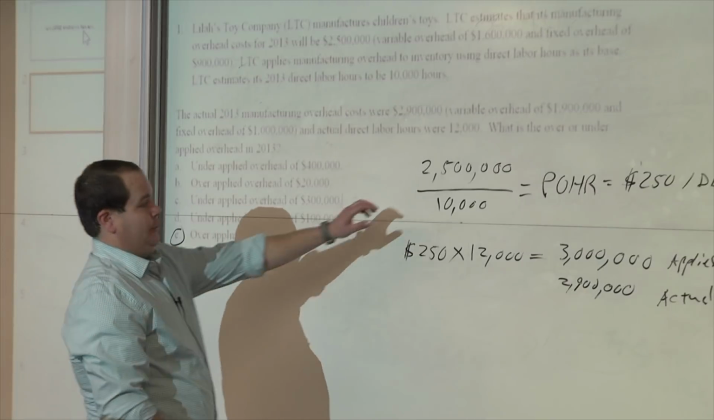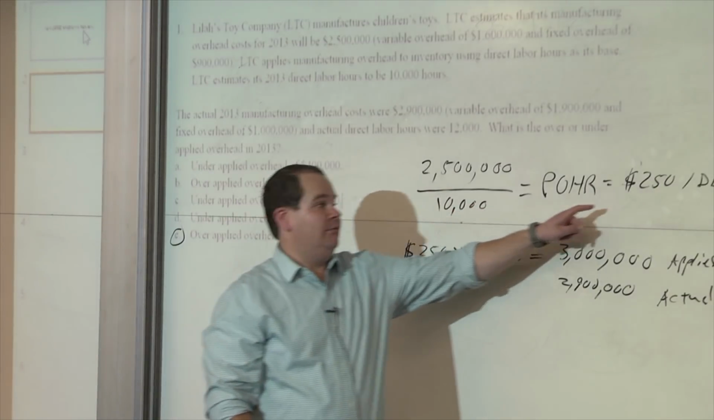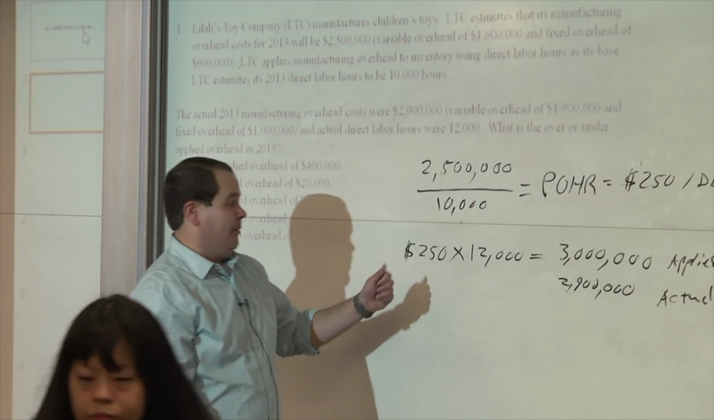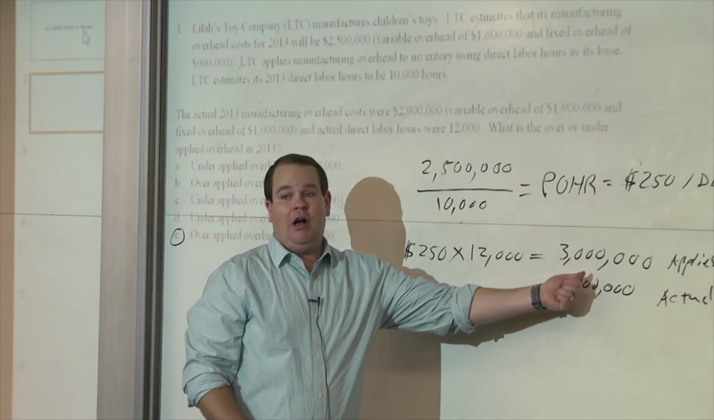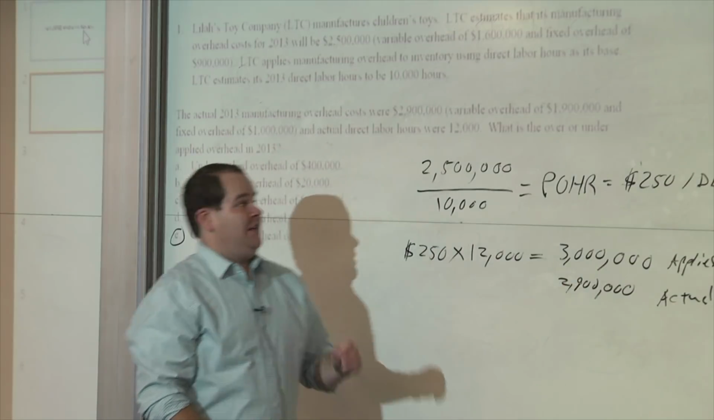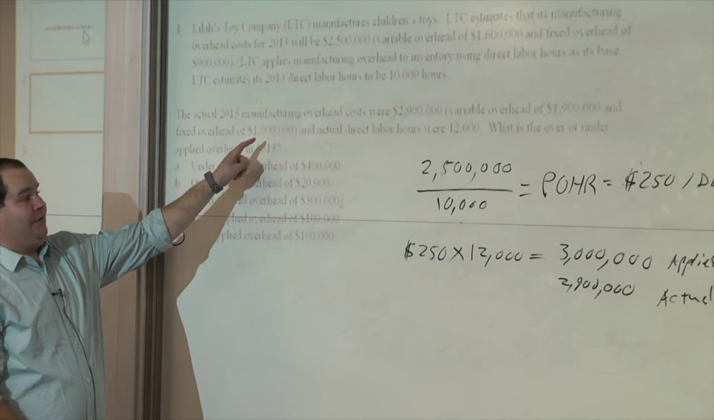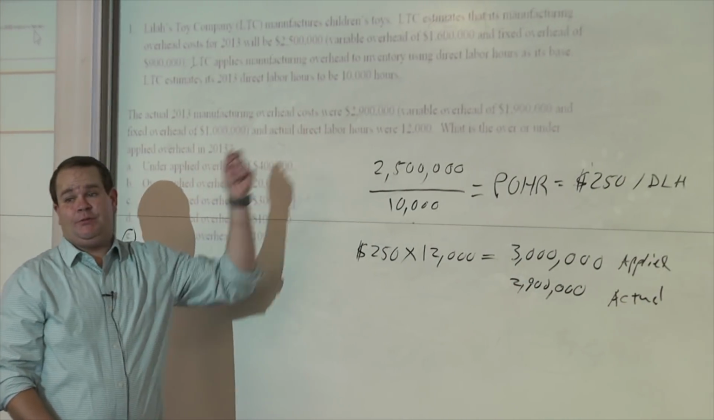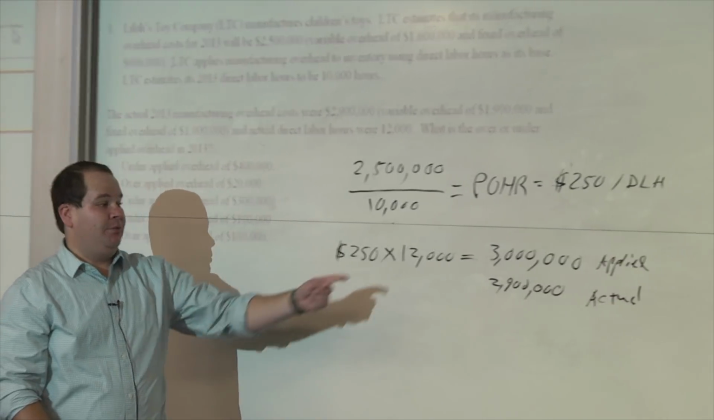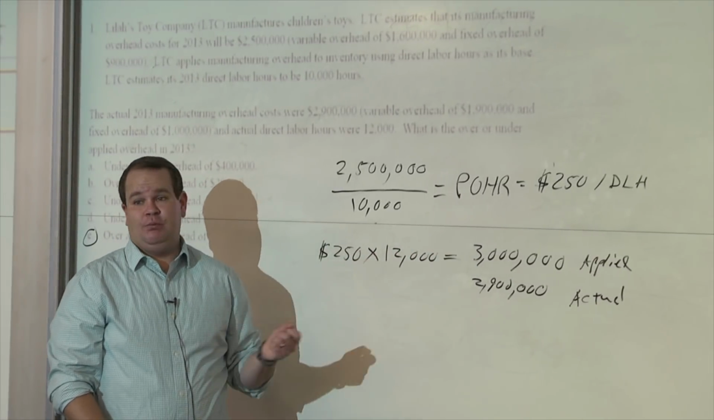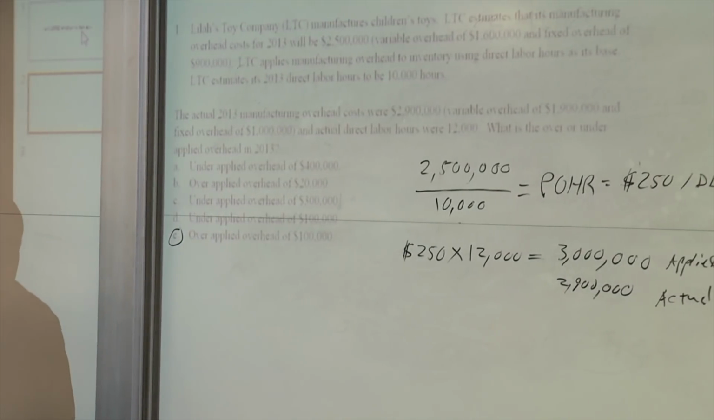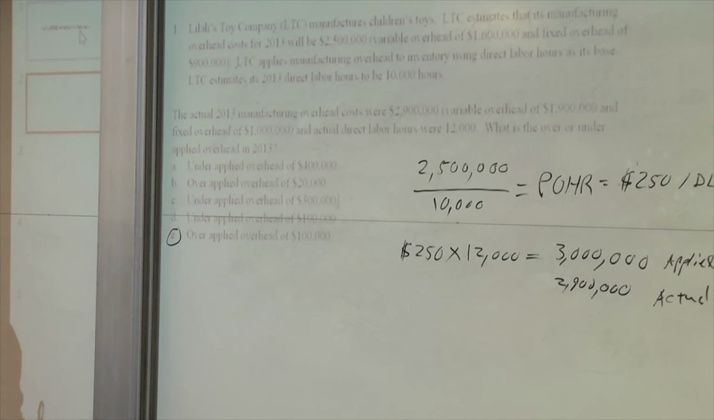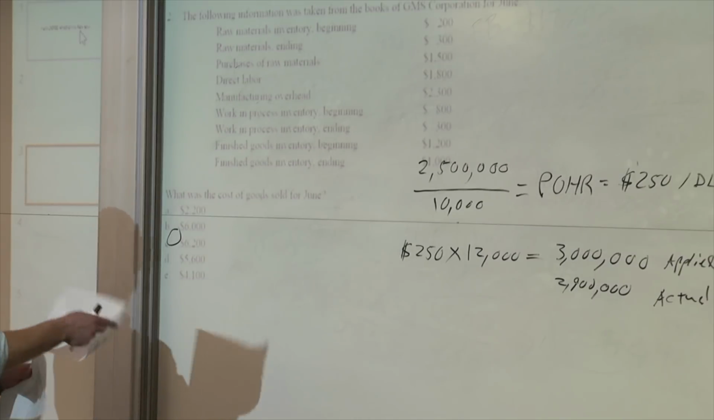Right, so we got our overhead rate, 250, based on estimates. We then apply it based on the actual direct labor hours, 12,000. So we apply 3 million. Then in the question, it tells us at the end of the year, the actual overhead cost was 2.9 million. So we applied 3 million, but the actual was 2.9, so we over applied by 100,000. Thank you. Go to our next one.